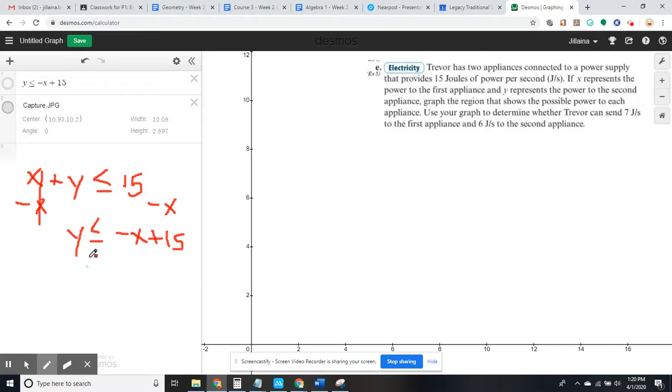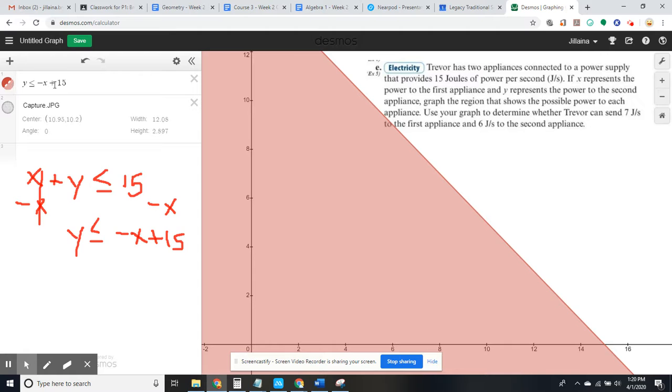And by now you should know how to graph this, but I went ahead and did it on the screen here using Desmos. Desmos does a nice job of shading the region for you. Notice the line is solid because it includes every value on this line as a possible solution as well. And then everything in the shaded region is also a possible solution.